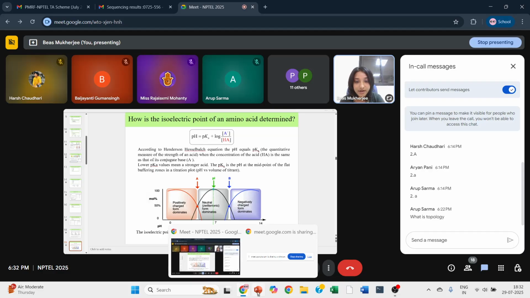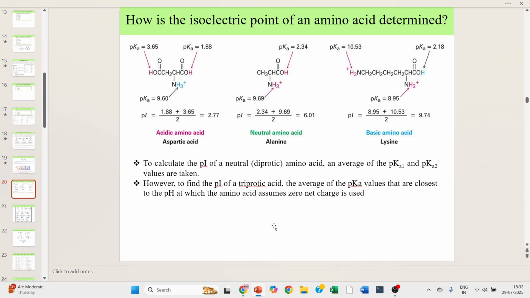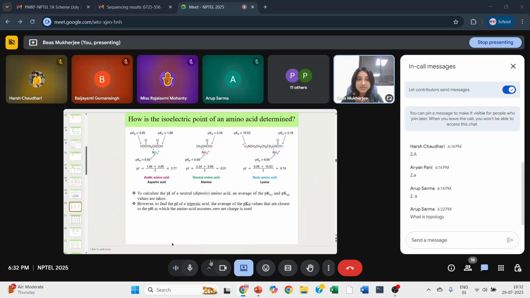All right. Now we will look at this with an example. This is how you calculate the pKa and PI of individual amino acids. Let's say for a particular amino acid, aspartic acid, which has a side chain also.